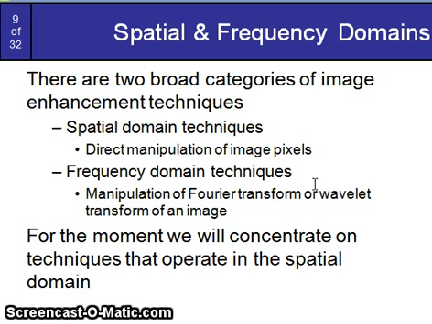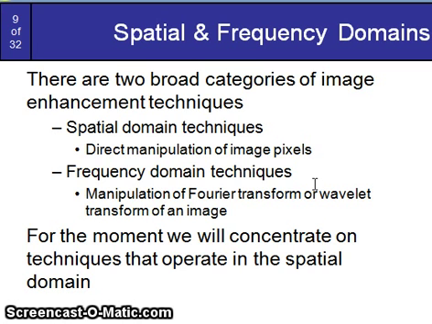The spatial domain technique is direct manipulation of image pixels. That is, we take the gray value of the pixel at the xy coordinate and work with that, and we call it a spatial domain technique. On the other hand, if we take a transform of the image, whatever the transform, it may be a Fourier transform, a wavelet transform, a discrete cosine transform, and then work on the image, then we call it a frequency domain technique.